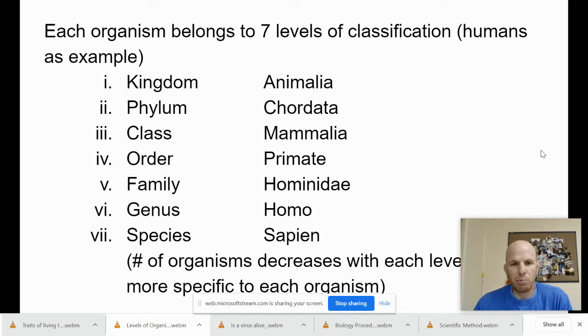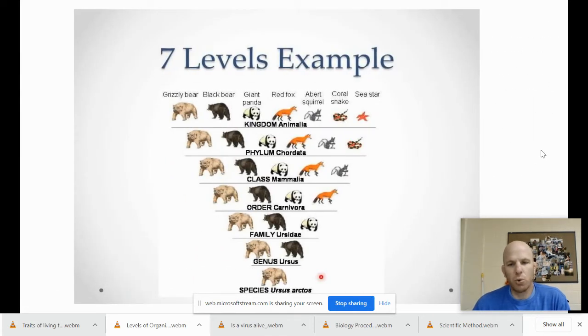Those last three are really specific to our very, very close ancestors and humans. And that last sentence basically just says the number of organisms decreases as you go down. So here's a cool little visual of how that would look.